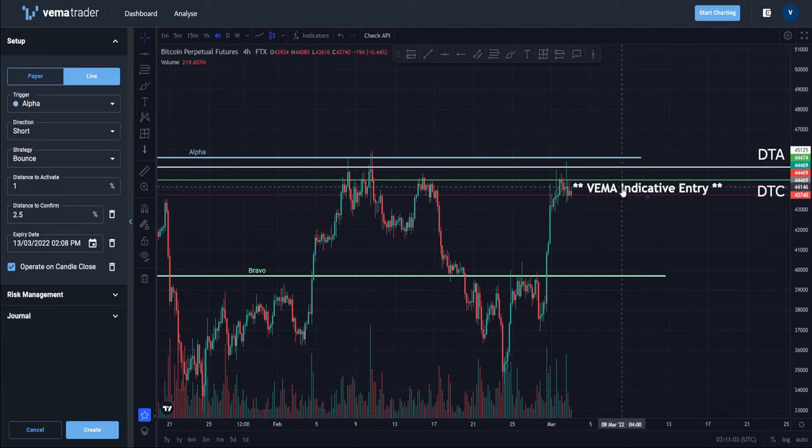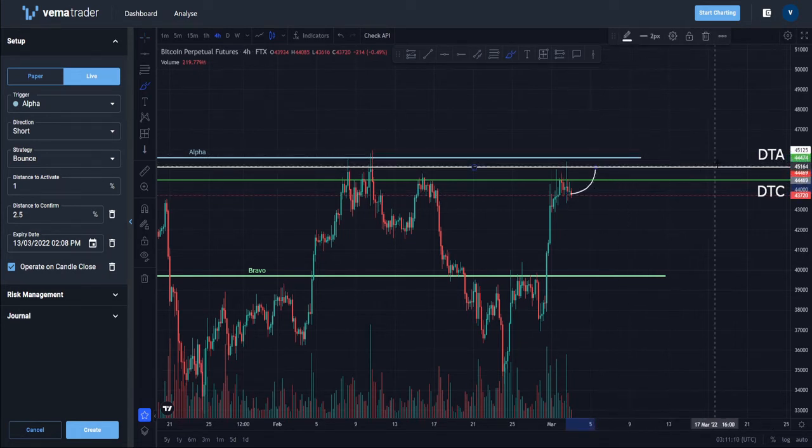So what that trade currently has to do is it would have to move up to within 1%, tick the distance to activate, so we'll give that a tick. Then it has to reject 2.5% from Bravo, which is where our DTC line is, and then that would tick the distance to confirm. I like to use the candle close feature to make sure it has to close below this level. So it stops price from just coming up, wicking down, closing as a big bull hammer, and then continuing to head up.